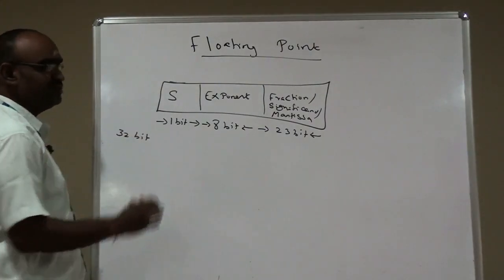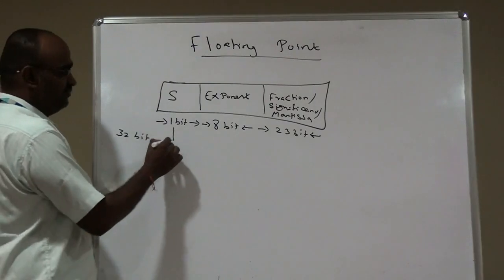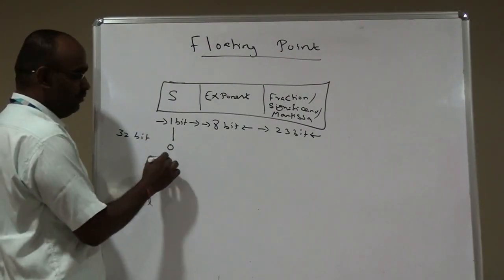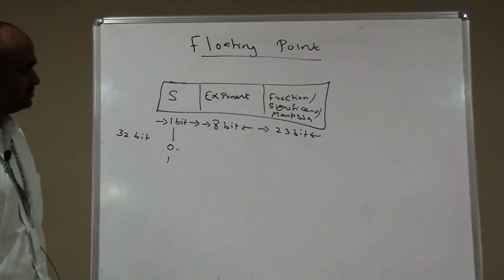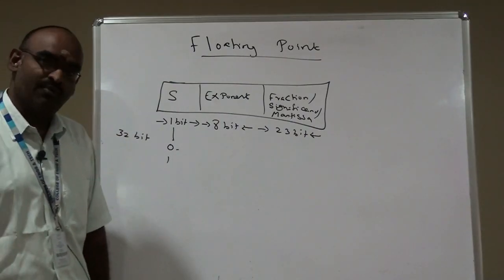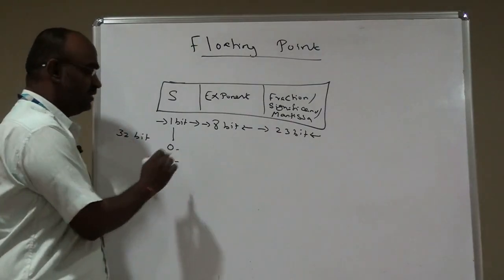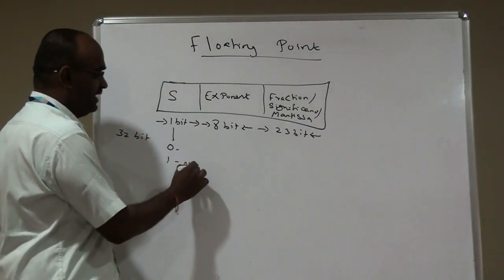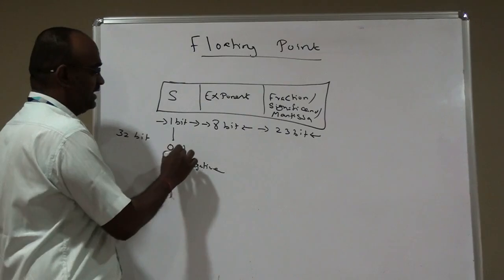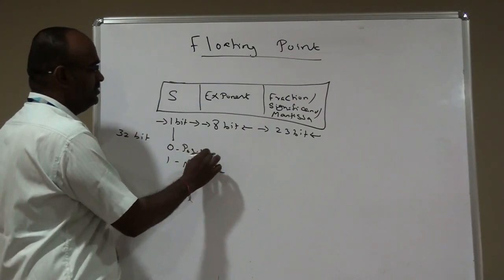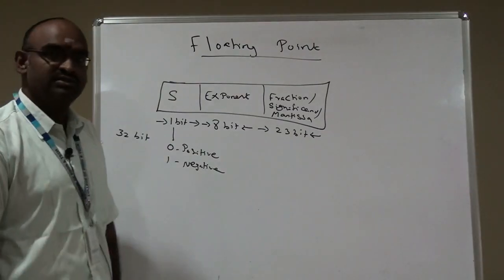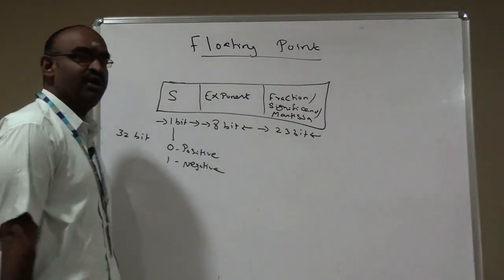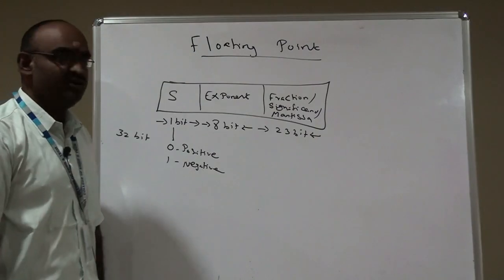So 1 bit is always the sign bit, which must be 0 for positive and 1 for negative. If the MSB sign bit is 0, then the floating point number is positive. If it is 1, then it is a negative value. For the single word, that is 32 bits, we represent the exponent in 8 bits, and the fraction part is 23 bits.